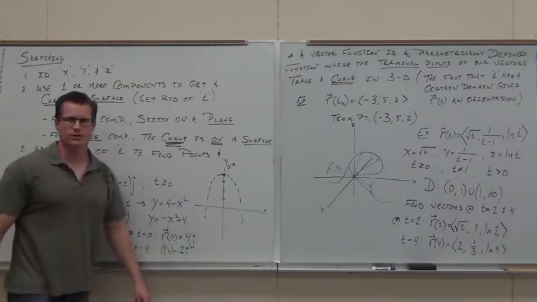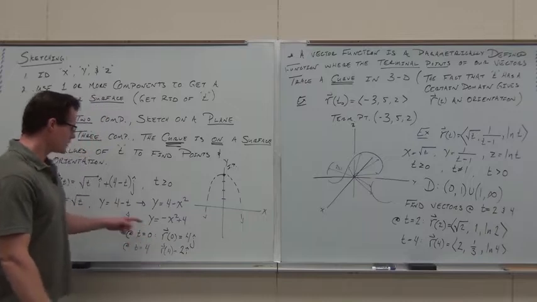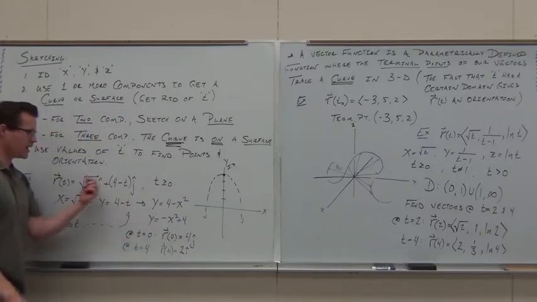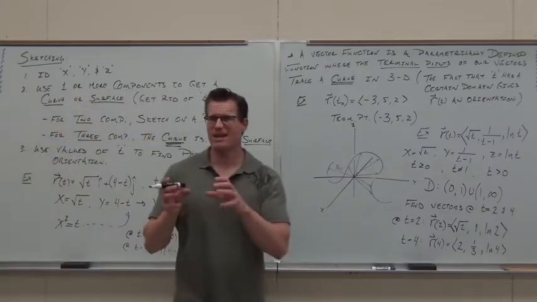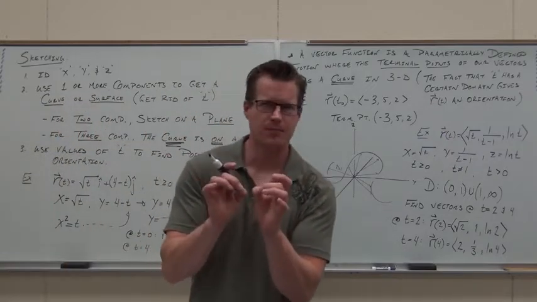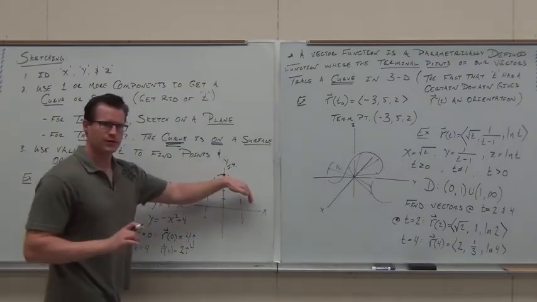And because I can show you the vector real nice. If I plug in 4, the square root of 4 is 2i, 4 minus 4 is 0j. I have 2i. Can you tell me, is the terminal point of 2i somewhere on this curve?